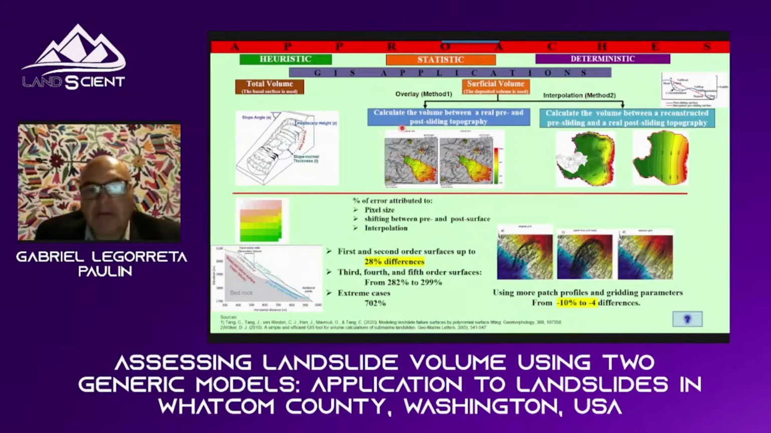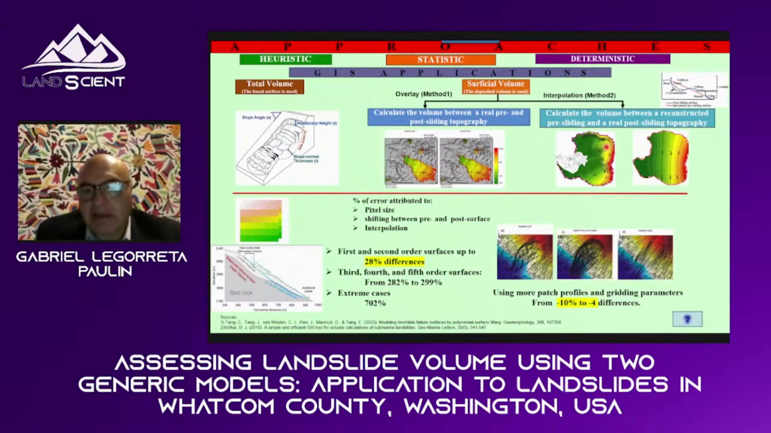The overlay method uses a real pre- and post-sliding topography to obtain the superficial volume. And if the user doesn't have a pre-sliding topography, then he can use the interpolation method to obtain the topography previous to the slides. And then, by using a real post-sliding topography, he can obtain the distribution of volume over long time periods.